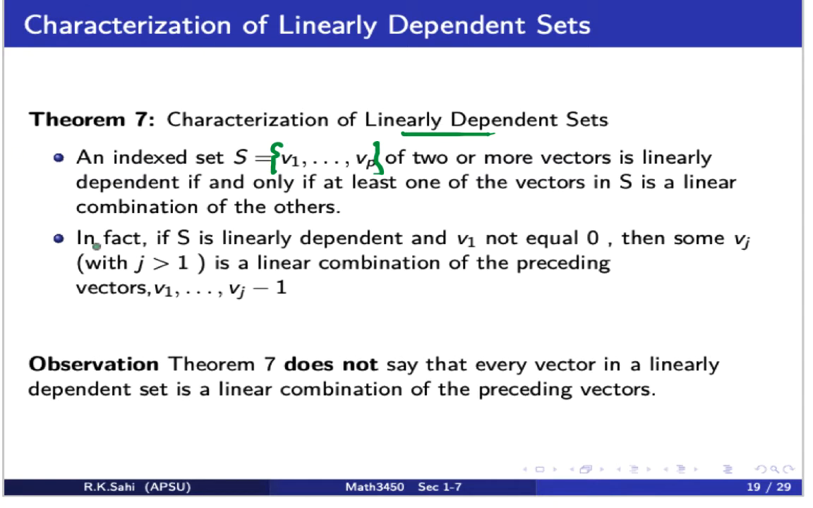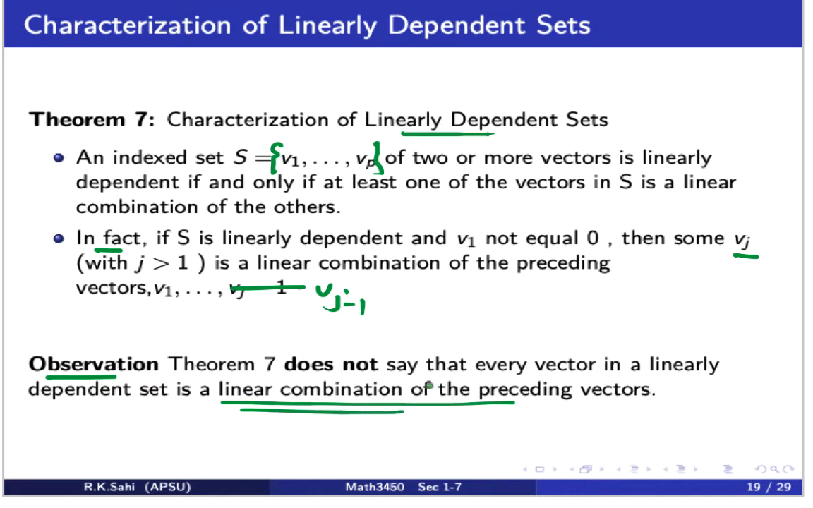In fact, further, if S is linearly dependent and one of the vectors is not equal to 0, then some vj is a linear combination of the other vectors. Okay, this is not correctly written, guys. Very important observation: Theorem 7 is not saying that every vector in a linearly dependent set is a linear combination of the preceding vectors. That's what it simply means.